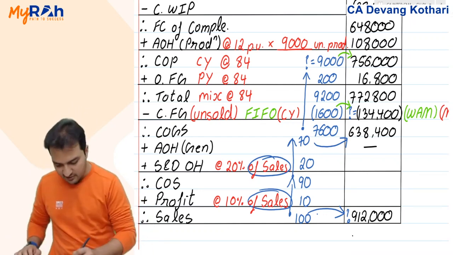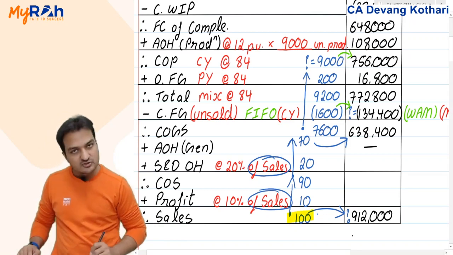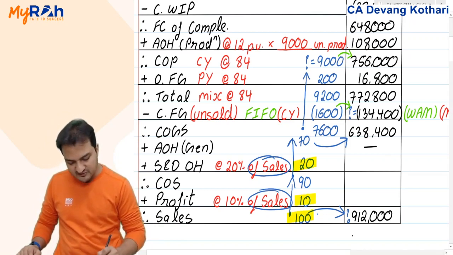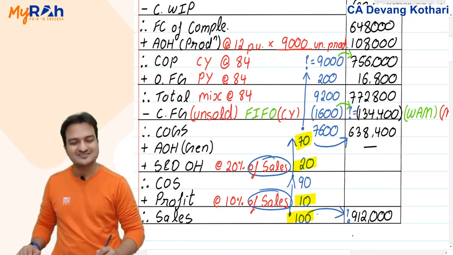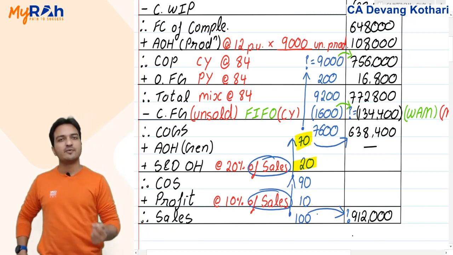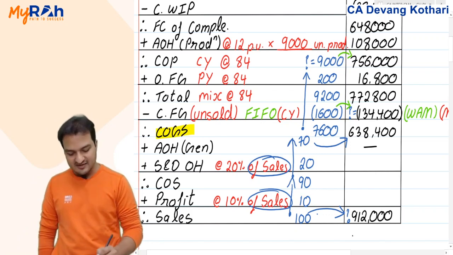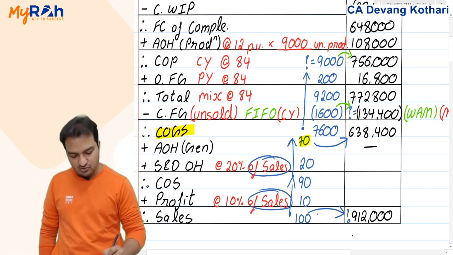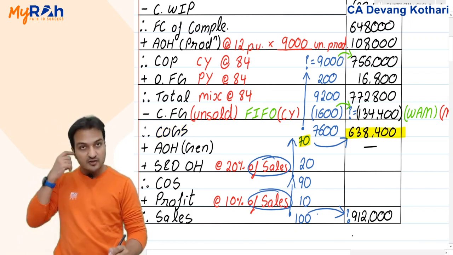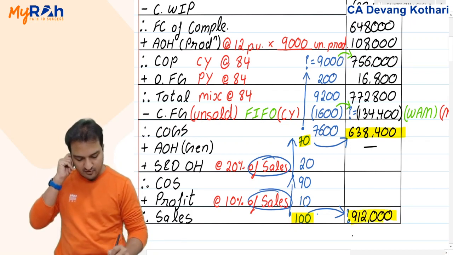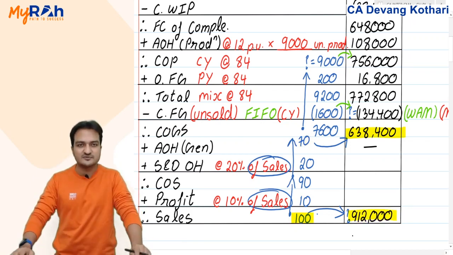Assume that missing as 100. Assume the sales as 100. So profit becomes 10, selling overheads becomes 20. Go reverse, my cost before selling overheads should become 70, and cost before selling overheads means the cost of goods sold is now 70. And if the COGS is 70, which is 638,400, then 100 should be what? That gives you sales 9,12,000.